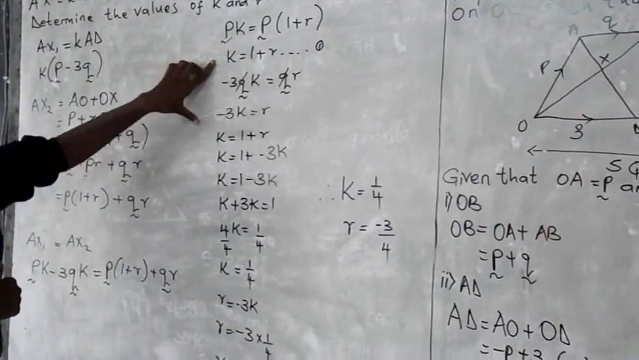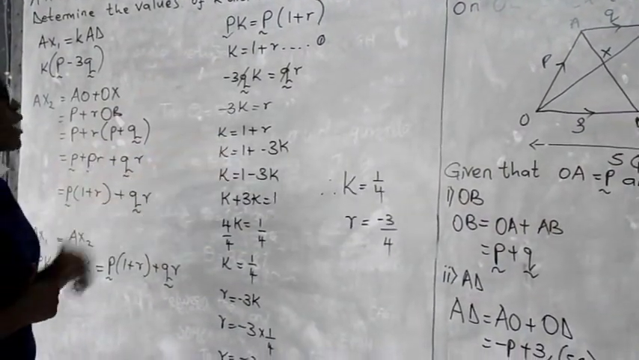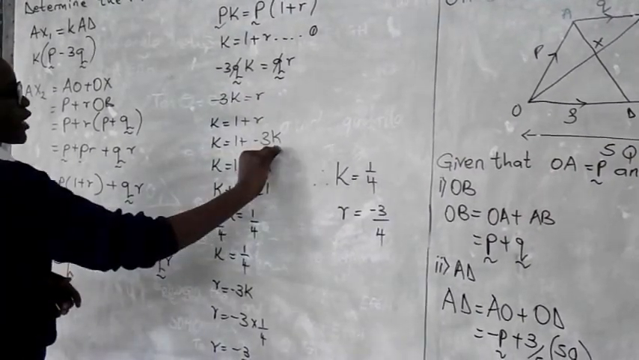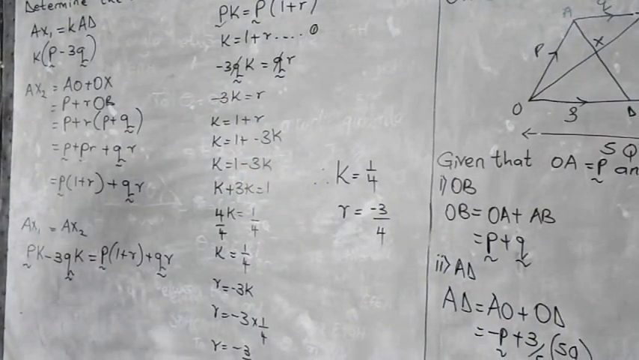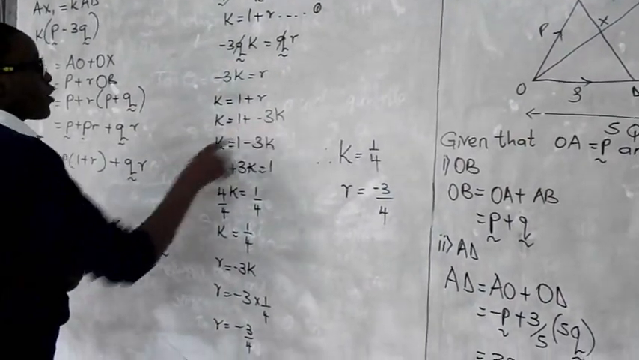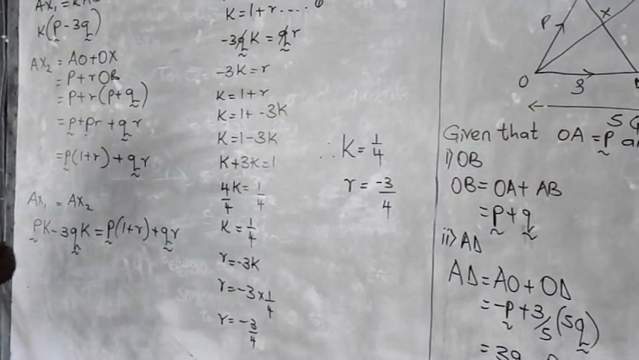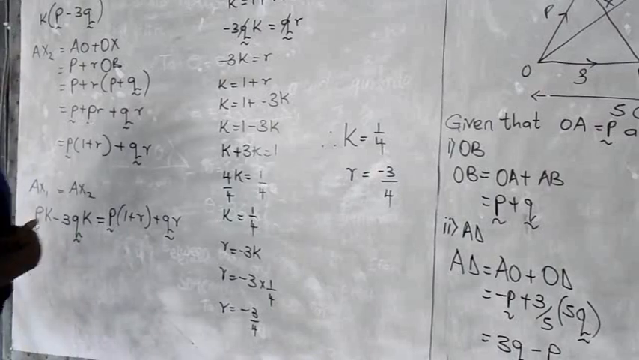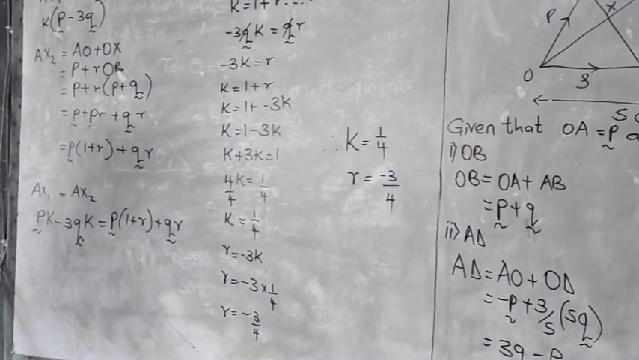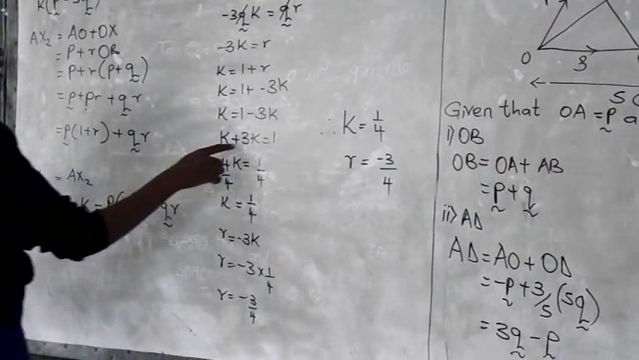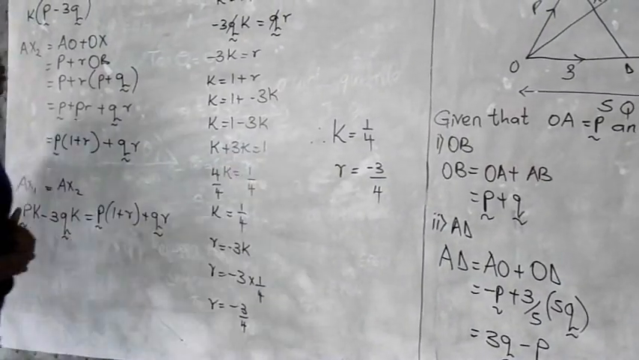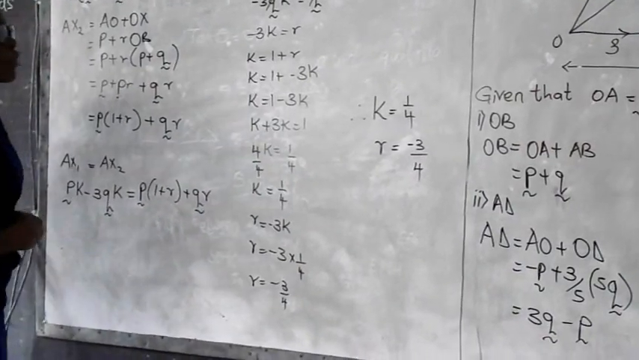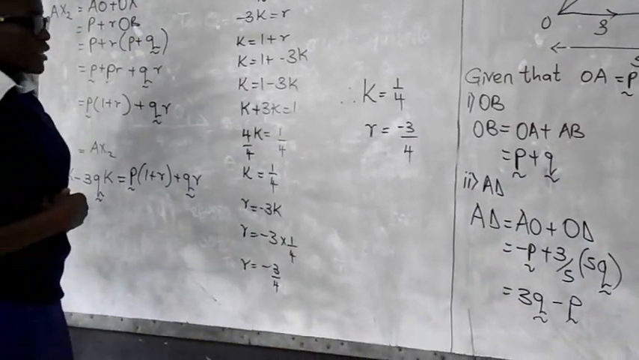So K, in the first equation we got, K is equal to 1 plus R. Where there is R, you put negative 3K, since here we wrote negative 3K is equal to R. So where there is R, you replace with negative 3K. K is equal to 1 minus 3K, since positive plus negative, you get a negative. K plus 3K, you collect the like terms, is equal to 1. K plus 3K, you get 4K, is equal to 1. You divide both sides by 4, you get K as a quarter.